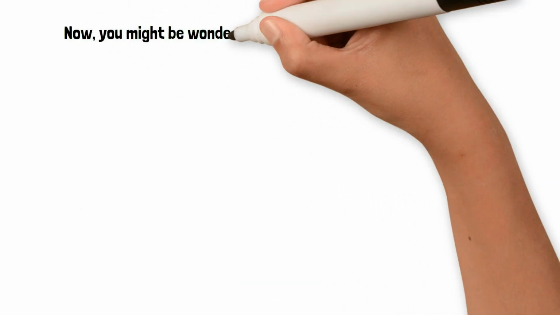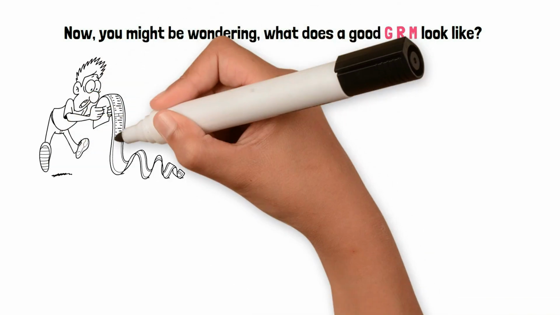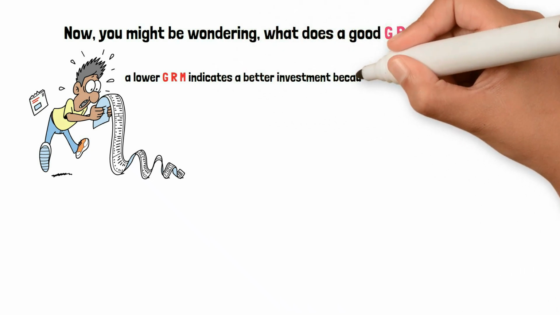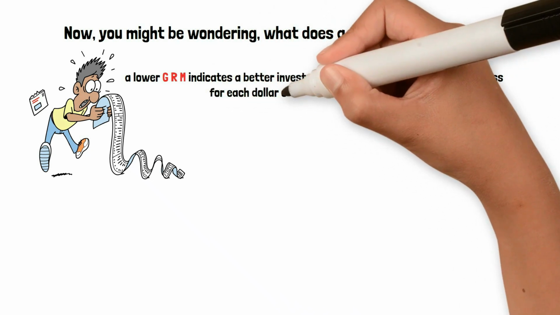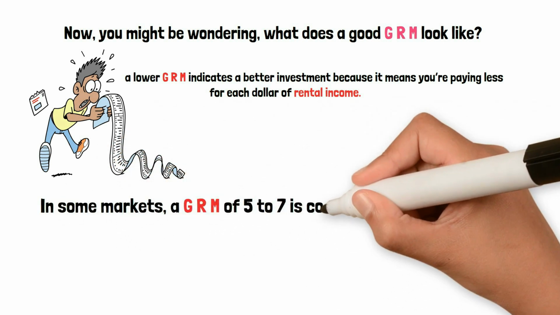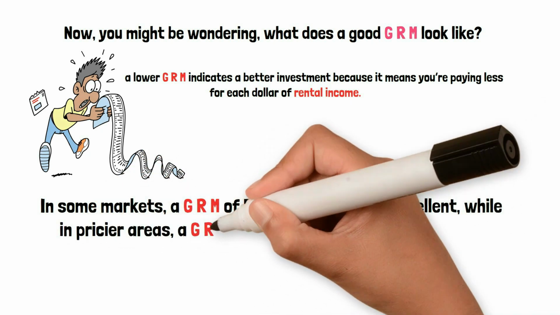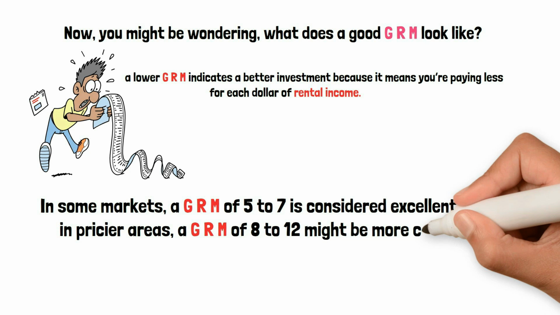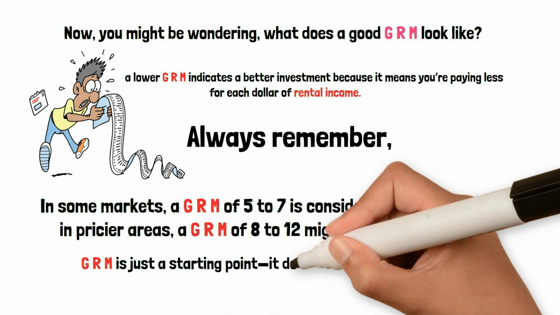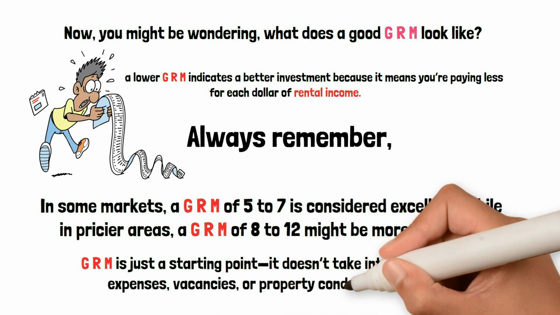Now, you might be wondering, what does a good GRM look like? Well, that depends on your market and your investment goals. Generally, a lower GRM indicates a better investment because it means you're paying less for each dollar of rental income. In some markets, a GRM of 5 to 7 is considered excellent, while in pricier areas, a GRM of 8 to 12 might be more common. Always remember, GRM is just a starting point. It doesn't take into account expenses, vacancies, or property conditions.